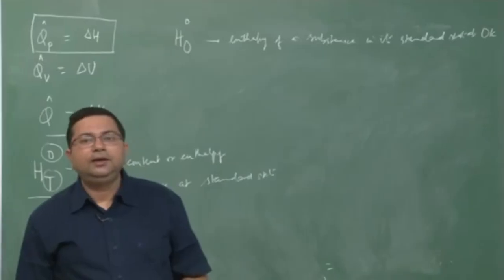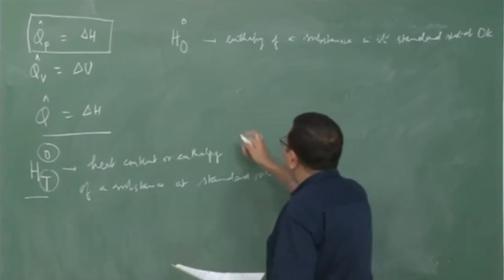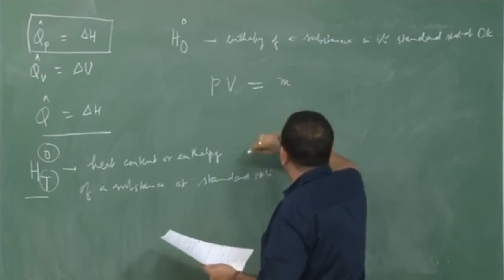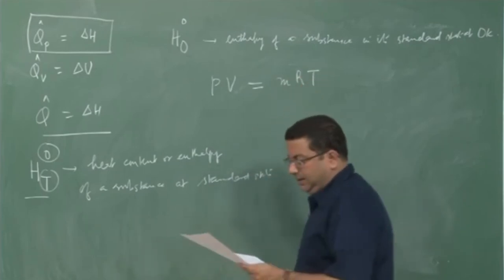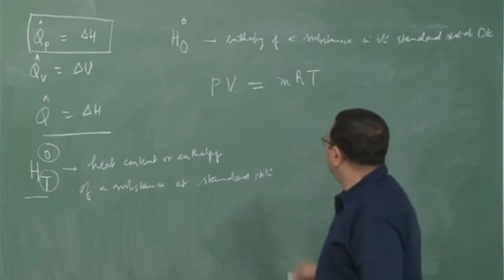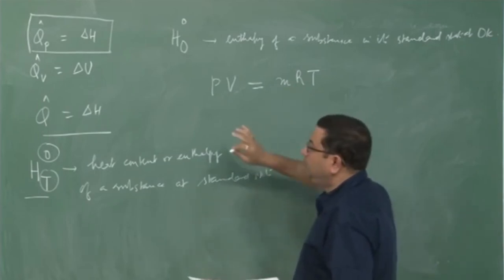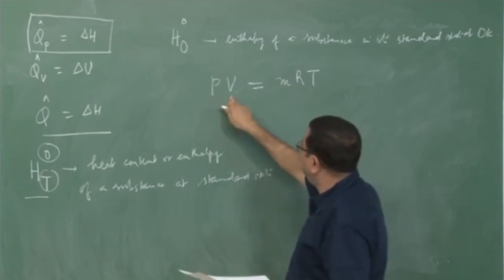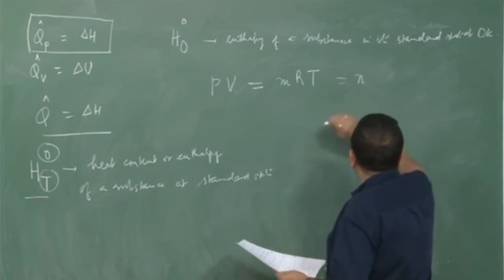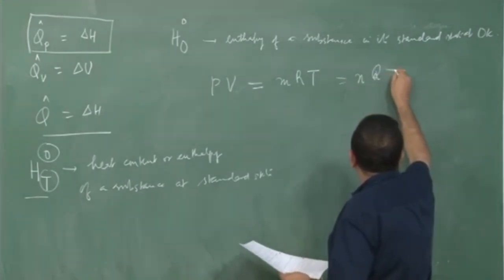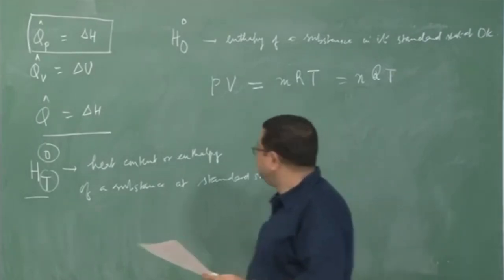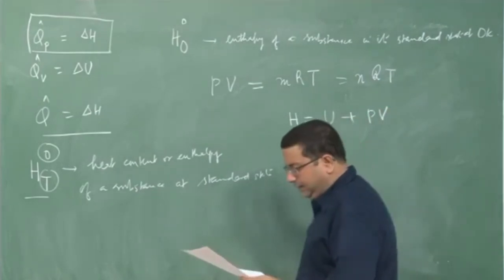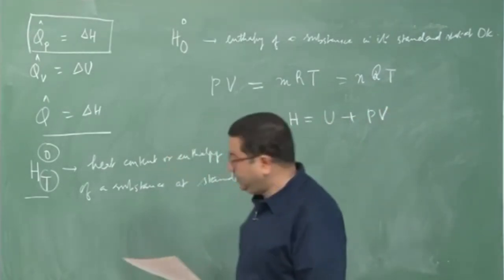So, first let us define now the equation of state. For a gaseous species, we are considering a perfect gas. So, by equation of state, PV equal to mRT, where m is the mass of the system, R is the gas constant, T is the temperature in Kelvin, P is pressure, V is volume. It can also be written as nRuT, the number of moles times the universal gas constant times temperature, and enthalpy is defined as U plus PV. This is a standard thermodynamic definition.